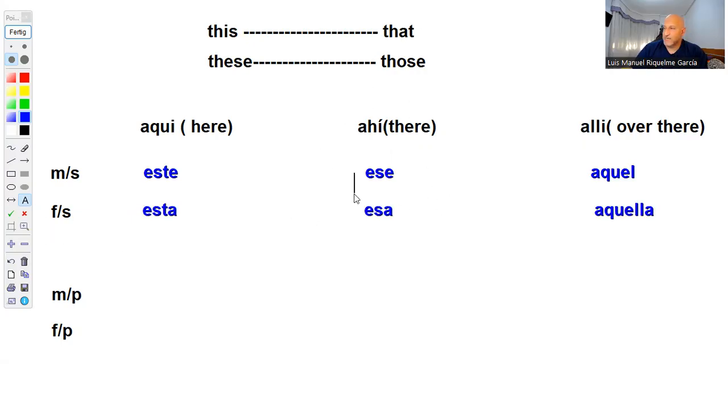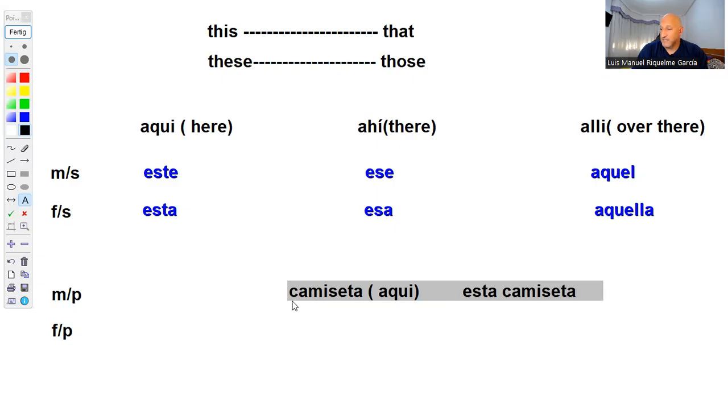Let's practice a little bit with these six words. For example, if I give you the word camiseta, that means t-shirt. And that t-shirt is very here, very close. You are holding it. How do you say this t-shirt? Esta camiseta. Because it's a feminine word, because it's single, and because it's close.